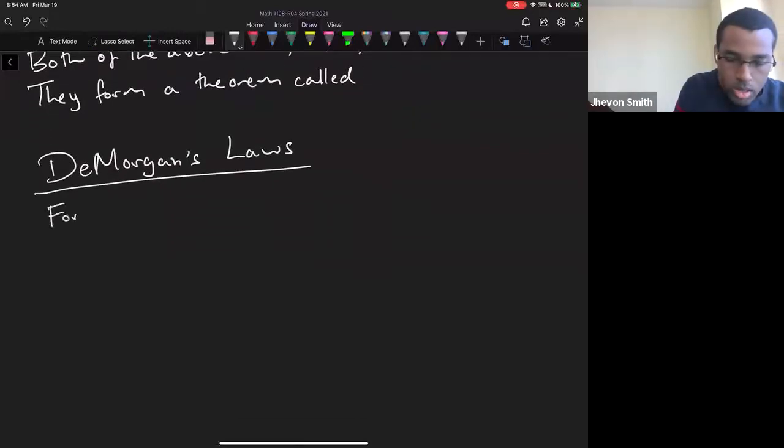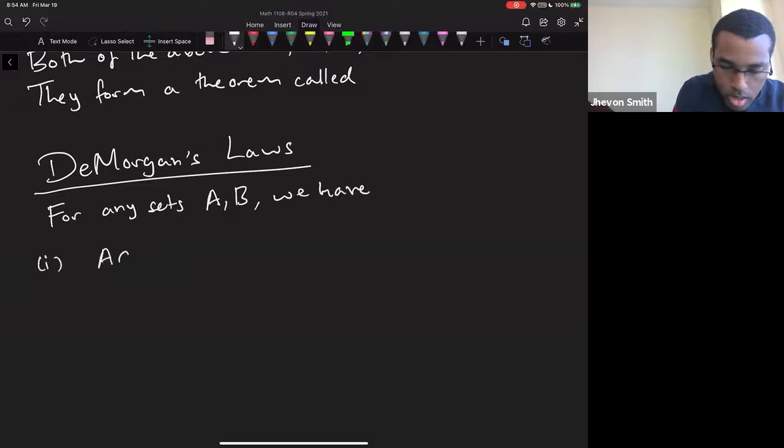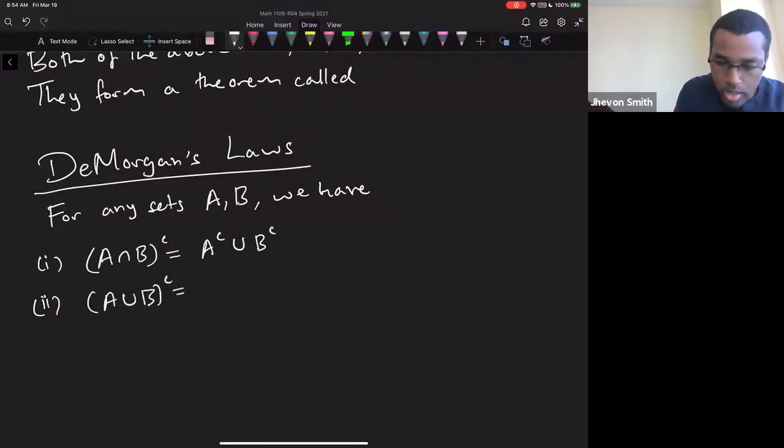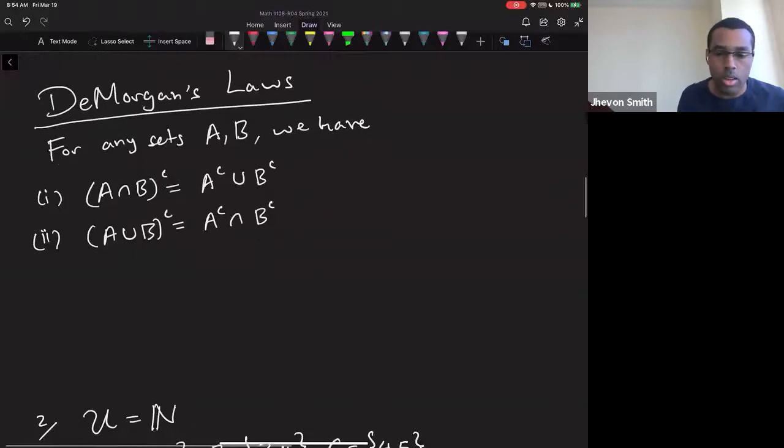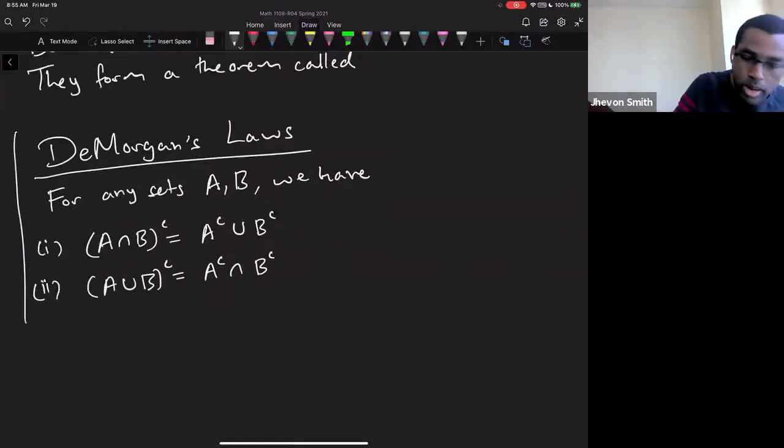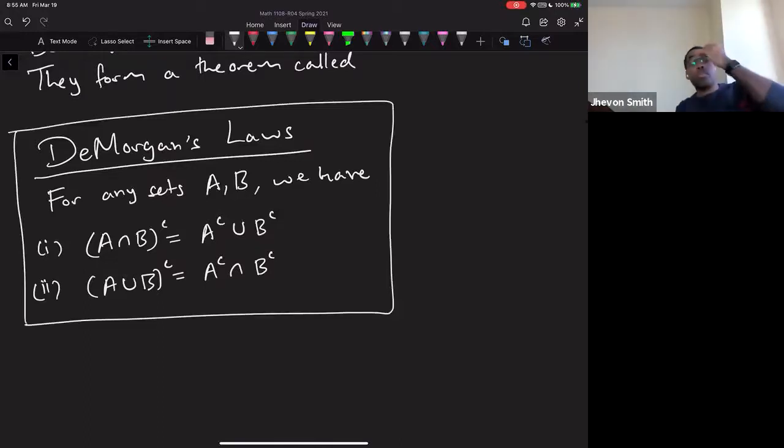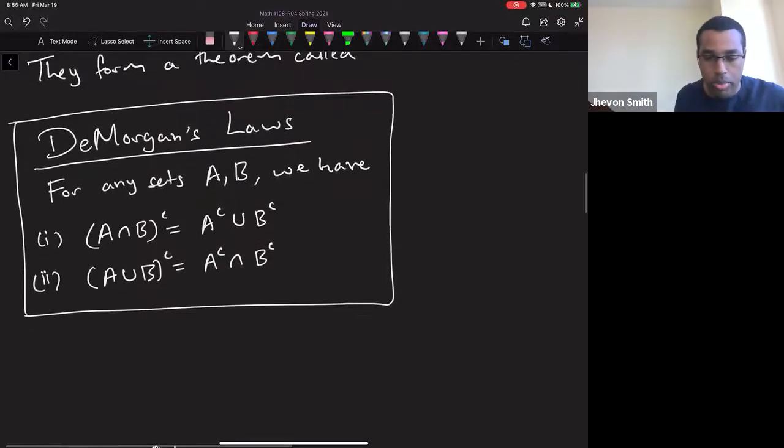So this says for any sets A, B, we have: one, the complement of the intersection is the union of the complements. And the complement of the union is the intersection of the complements. Turns out this is true, and we can use this at any time. It's always going to be true for any sets. It's called De Morgan's laws. Very important, very common laws, and they allow us to prove a lot of things and figure out a lot of things. So that would be nice.